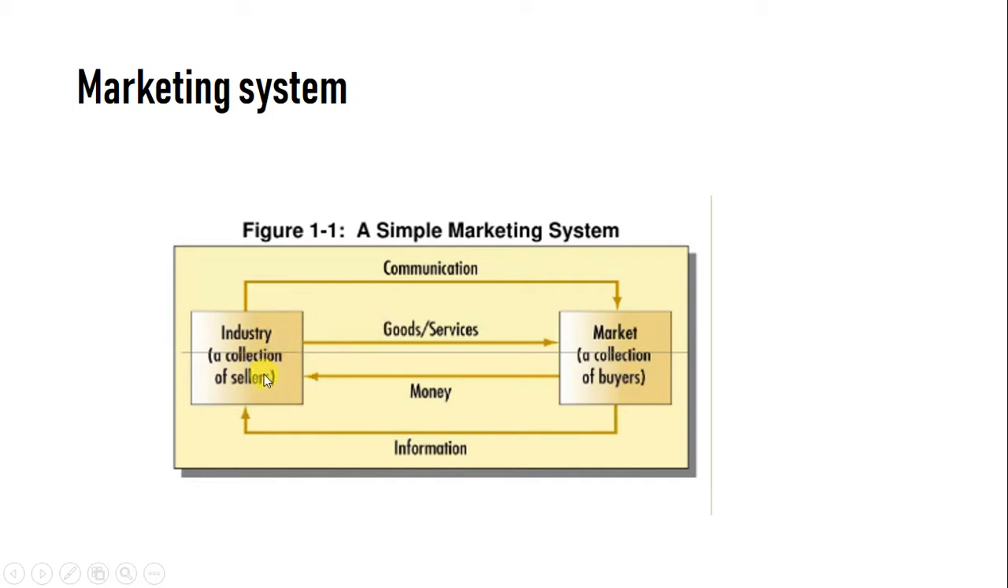So in between the sellers and the buyers, there is a transfer of communication. The seller communicates with the buyer, and in return the buyer gets information from the seller. Okay, so there is a transfer of goods and services and money, and there is also a transfer of communication and information in the marketing ecosystem.